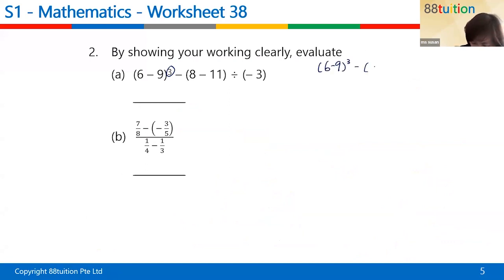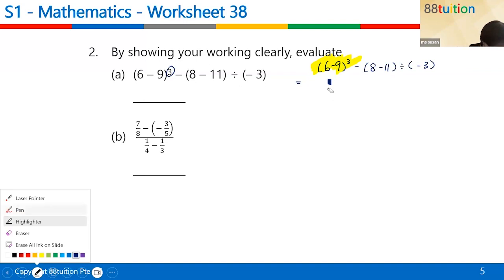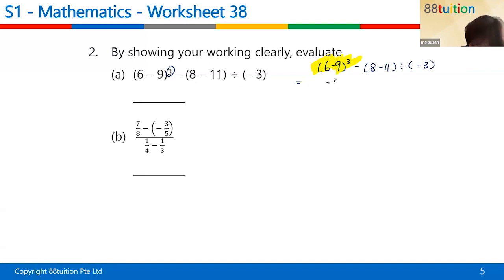You have negative 3 to the power of 3, 8 minus 11, divided by negative 3. So the first possible thing you have to do now is the, which one? Power, right? So this one you must do first, okay? Maybe I color like that, okay? So negative 6 minus 3 to the power of 3. Okay, now I'm going to do a longer way to show my understanding. So this one will be negative 27.